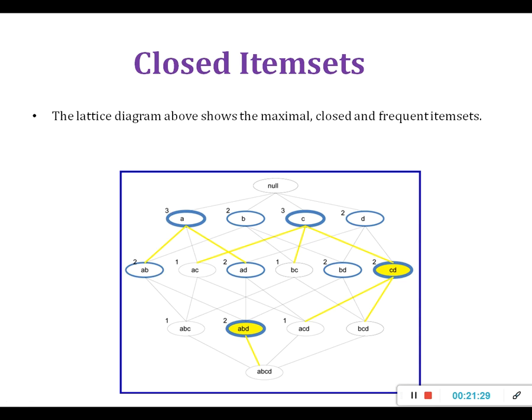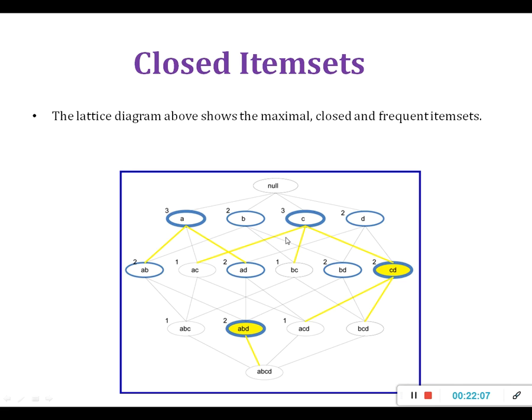If you think about B, then B has AB, BC and BD. What is the support count of B? 2. AB has value 2. Yes, they match. So I can't say that B is closed because its superset has the same count as its subset. So we are not considering B as closed. Same for BC. BC is not matching, but BD has the same support count. No superset should have the same support count.